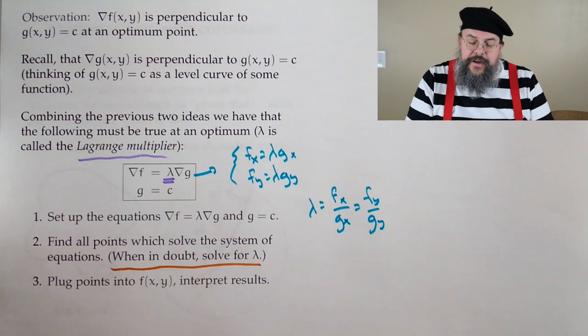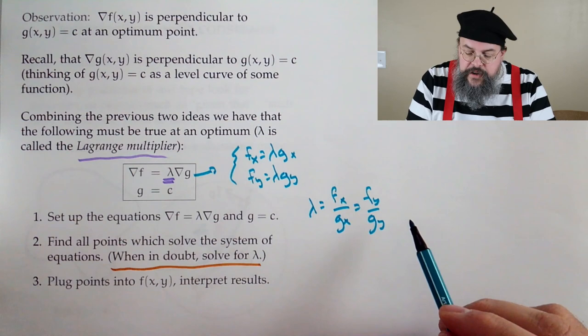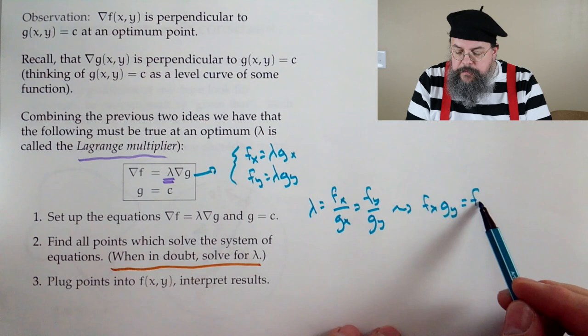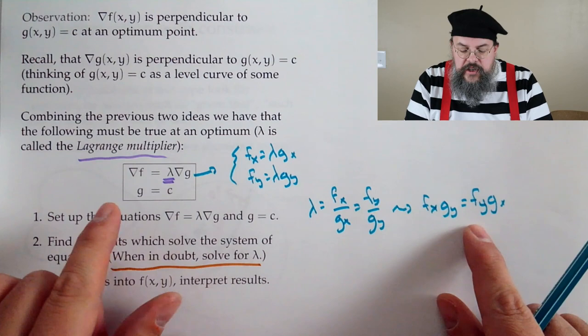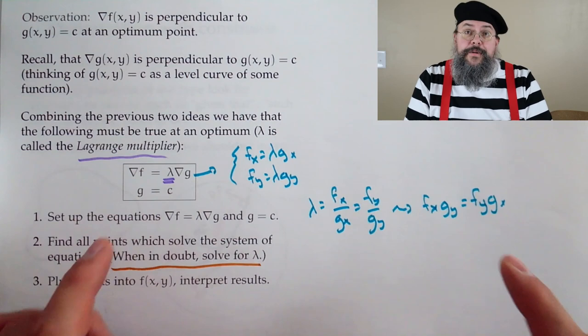But really, what it boils down to in the end is it says, oh, okay, fx times gy has to equal fy times gx. And now this gives us essentially an additional formula along with our constraint. So now we have two equations. See, we were able to use lambda to knock it down. That's what we mean by when in doubt, solve for lambda.